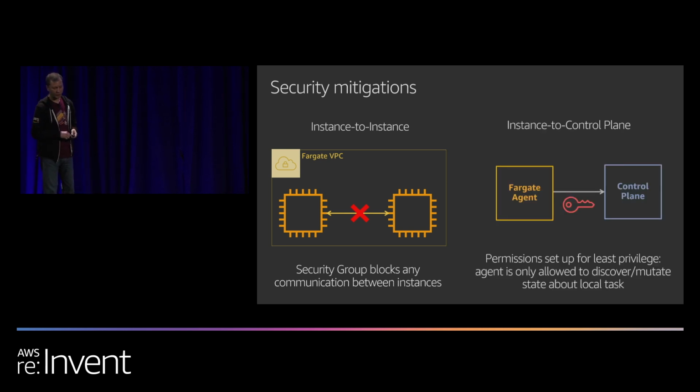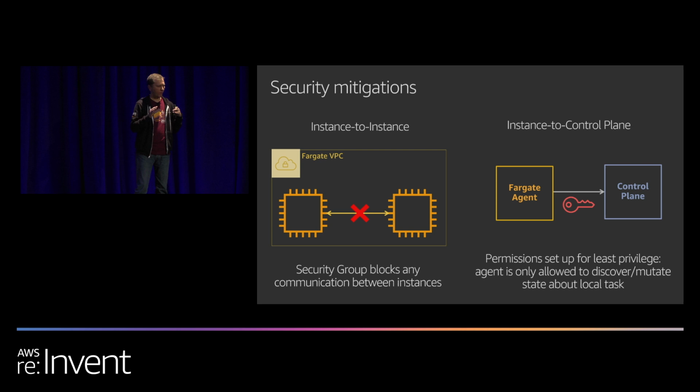And for the instance to control plane, the permissions available to the Fargate agent are scoped down to only describe and mutate the state of the locally running task. So even if, through a combination of other attack vectors, an attacker gets access to a task ID, it still doesn't have any permission to make any API calls to our control plane. It's all locked down.